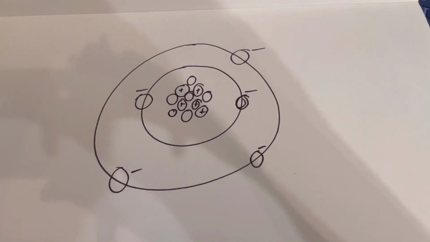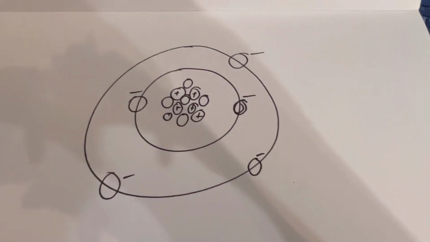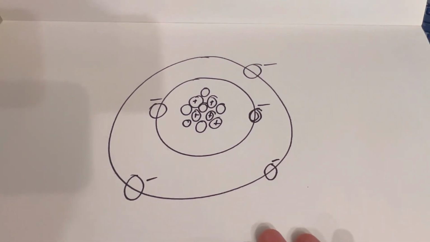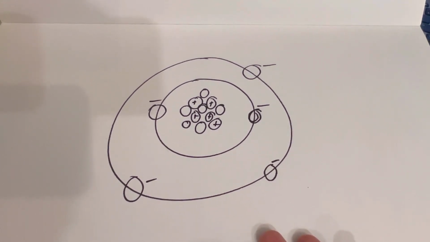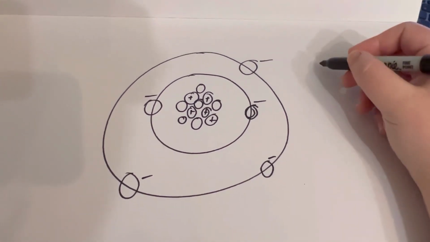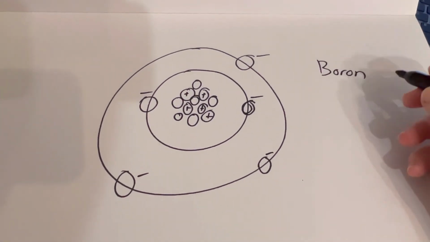Okay. All right, so this here is an element. Take a moment to pause the video and write down what element you think it is. Count the number of protons, the number of electrons, and the number of neutrons. Your answer should be boron.